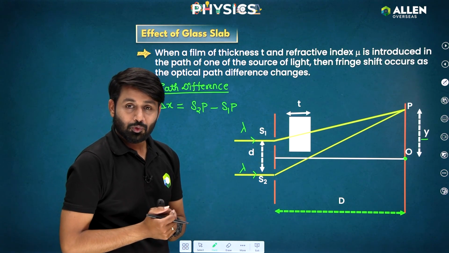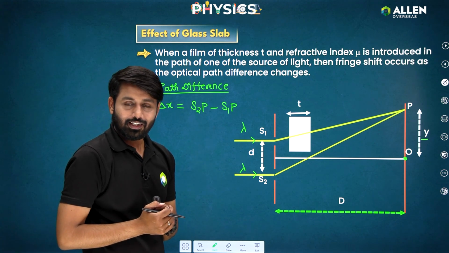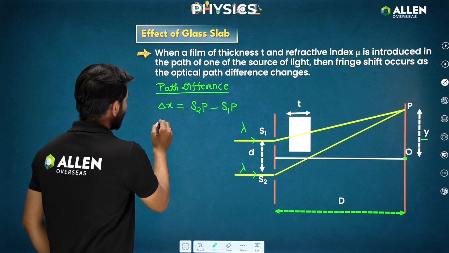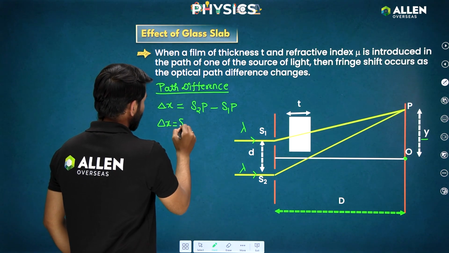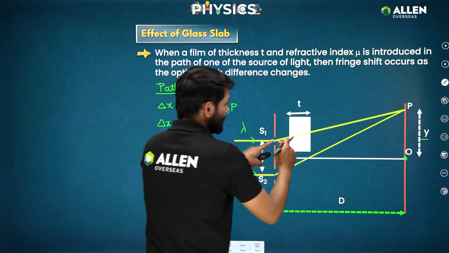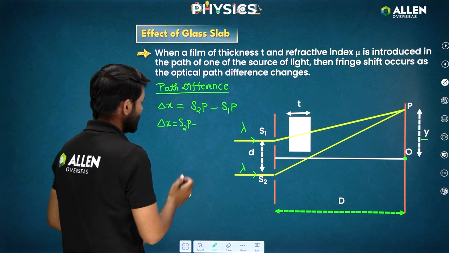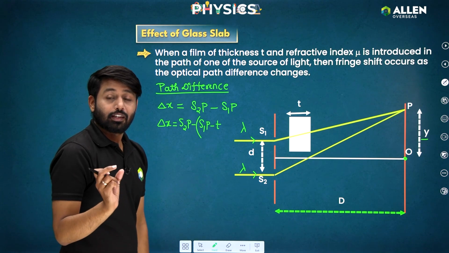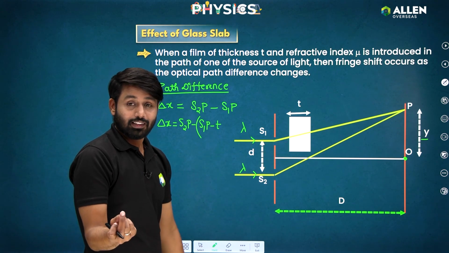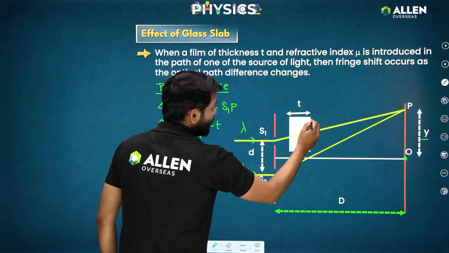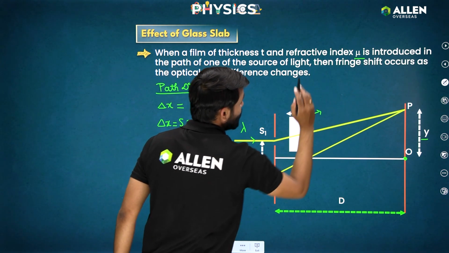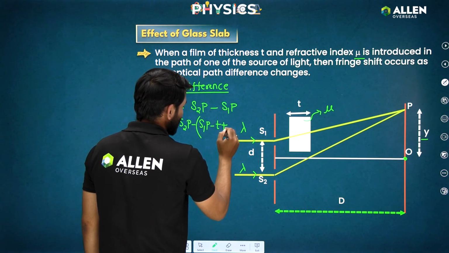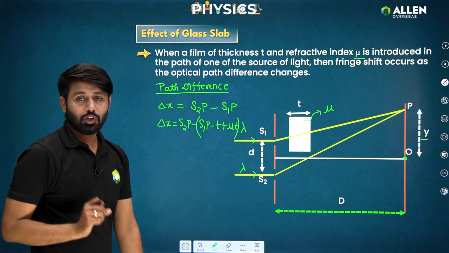So in that case, what we have to do? We have to modify this S1P in terms of optical path length. We have to first write the path length in the air. So delta x is equal to S2P minus, in air, S1P minus t, right, students? So S1P minus t, this is the path length in the air. Sir, what about the medium? That is the optical path length. The refractive index of the glass slab is given, that is mu. So it's mu times t, where t is the thickness of the glass slab. So plus mu times t. So this is your path difference.